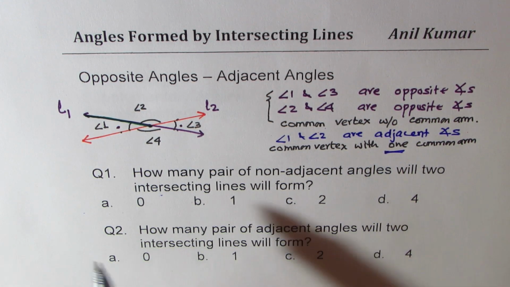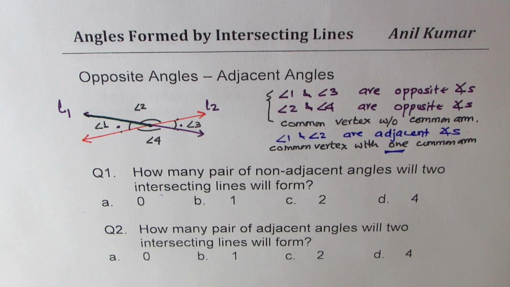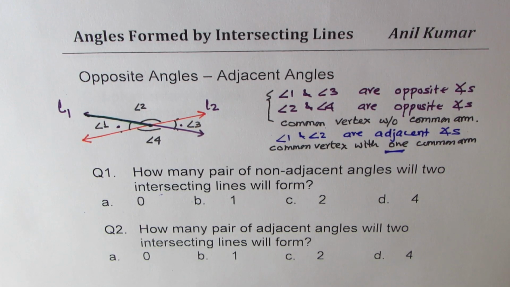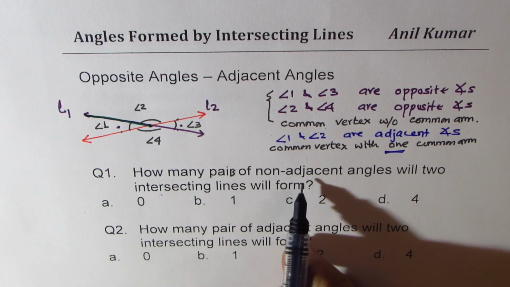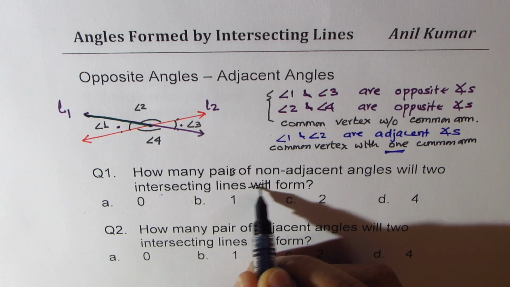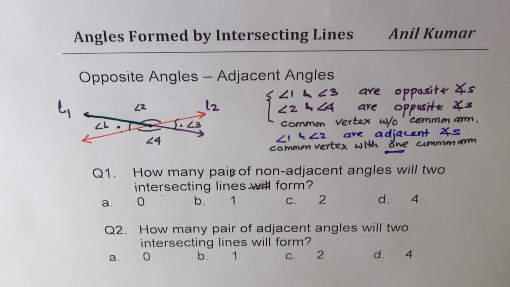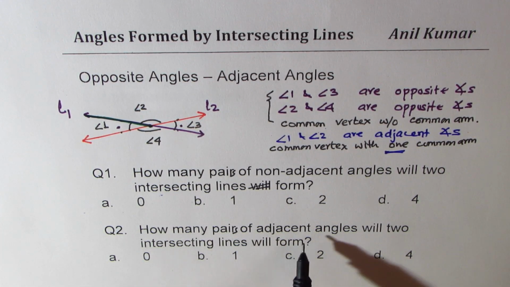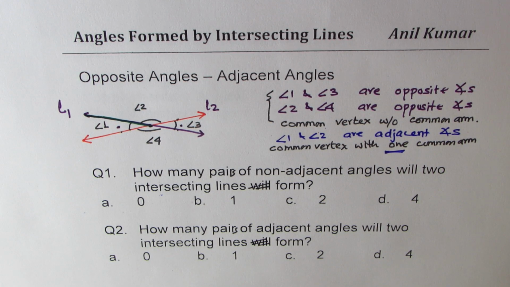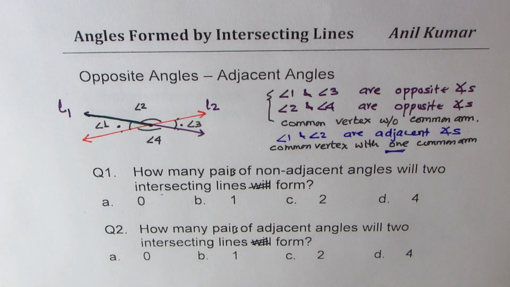Now, based on this concept, we have two questions for you. So I'd like you to pause the video and answer these two questions. Question number 1. How many pairs of non-adjacent angles will two intersecting lines form? And question number 2 is, how many pairs of adjacent angles will two intersecting lines form? So these are the two questions for you. You can pause the video, answer these questions, and then look into my suggestions.